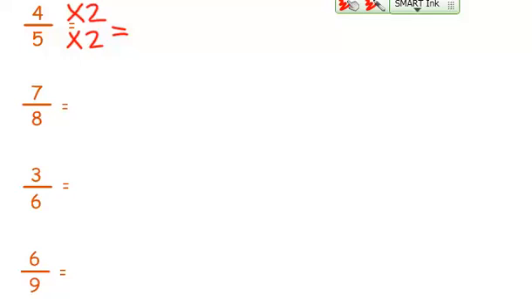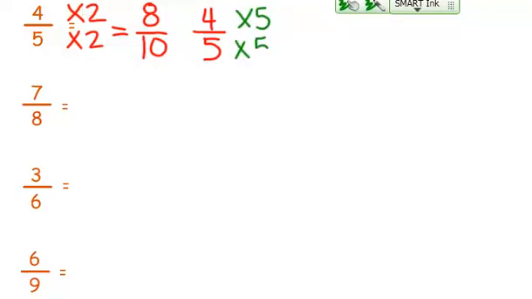In this case, 4 times 2 is going to be equal to 8. 5 times 2 is equal to 10. 8/10 is therefore equal to the 4/5. Now I can take that 4/5 that I started with and multiply it by something completely different. In this case, I'm going to multiply each of those numbers by 5.